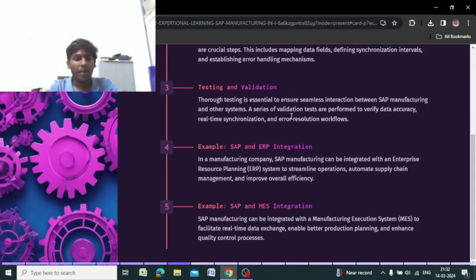So MES integration is very important in this. By connecting shop floor operations with the SAP Enterprise Resource Planning system, it encourages real-time data exchange and improves visibility, coordination, and efficiency in the manufacturing process, including machine status, inventory levels, and work orders, enhancing decision making and resource allocation. This will play a major part in the growth of the company.